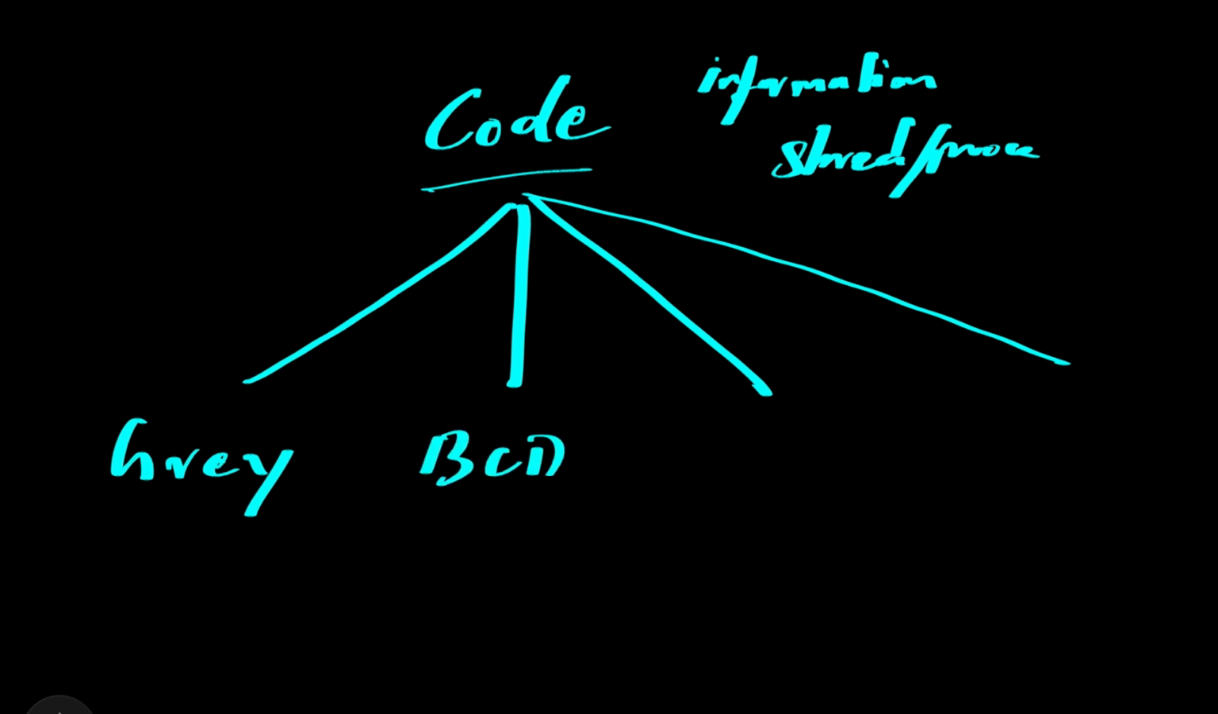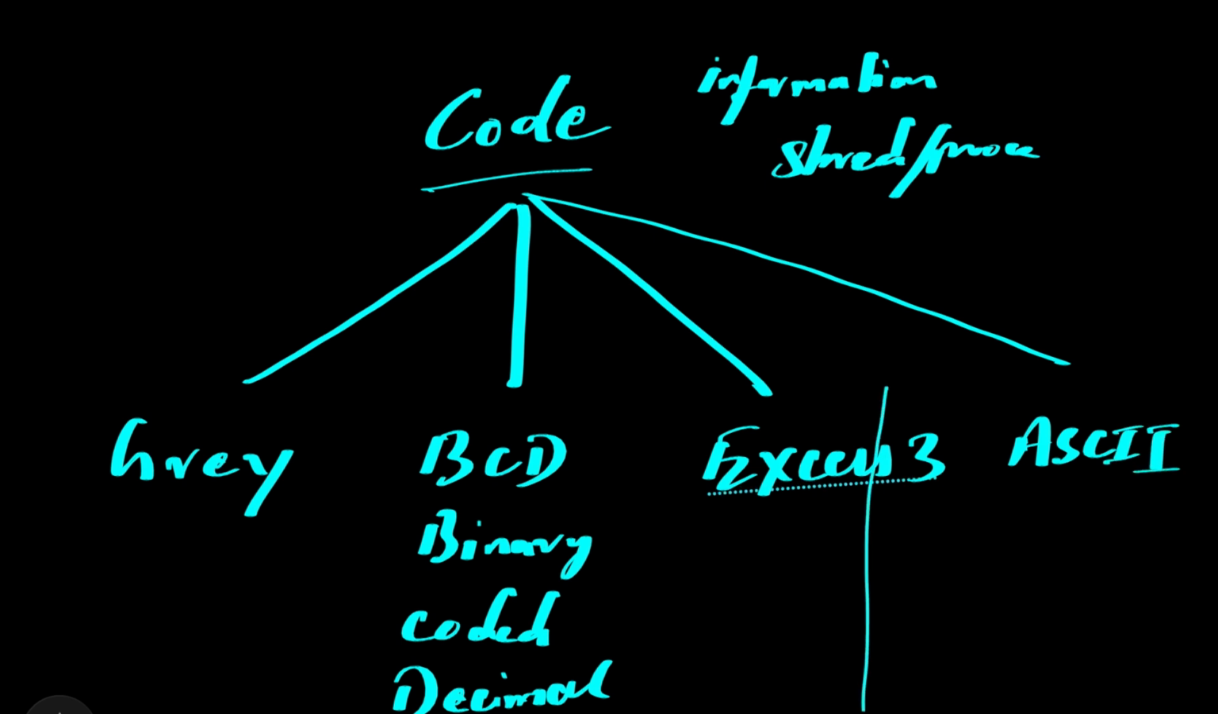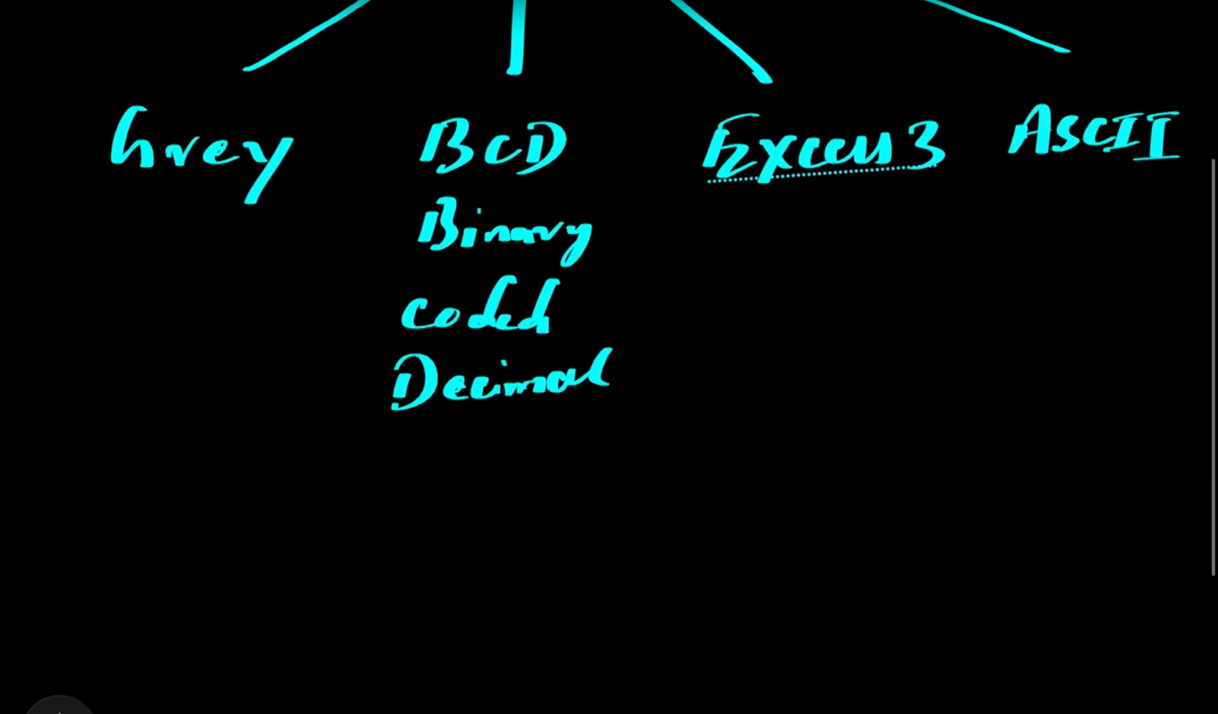BCD, which is the short form for binary coded decimal. Then we have XS3, and finally ASCII. Now we start with the gray code.